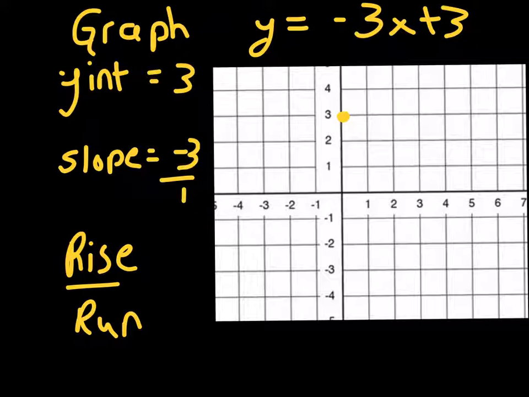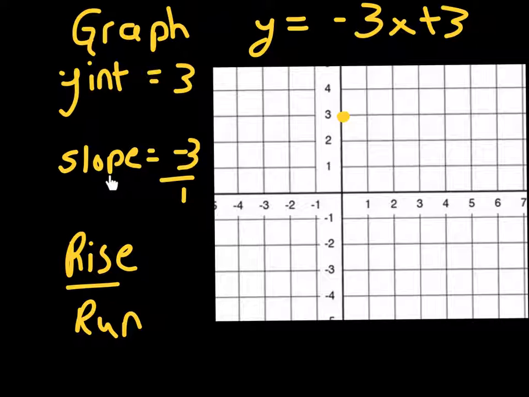I don't have a second point yet, so I can't draw a line, but I'm going to get it very easily by using my y-intercept and my slope. So here's what I'm going to do. I'm going to start at my y-intercept, and then I'm going to count out my slope. So this is rise over run.